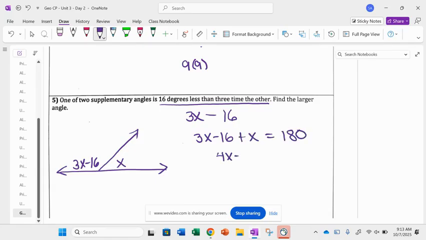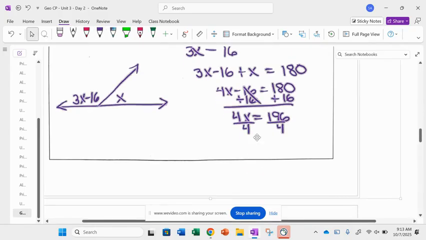So we have 4x minus 16 equals 180. Add the 16 on both sides. We have 4x equals 196. Divide by 4, and you should have gotten here x equals 49.